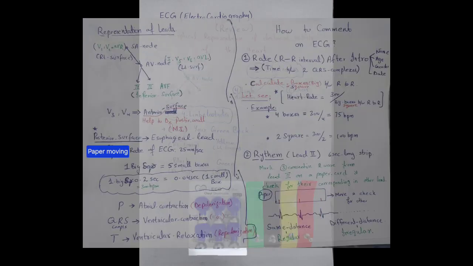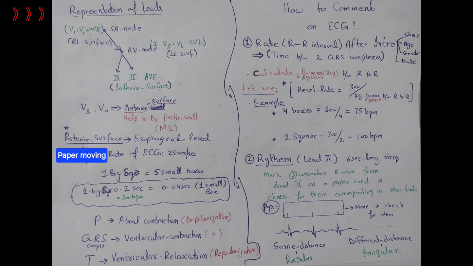Representation of the leads: V1, V2 and AVR will show the right surface of the heart. Lead 1, V5, V6 and AVL will show the left surface. Lead 2, 3 and AVF will show the inferior surface. You can remember AVR as the R coming to the right.